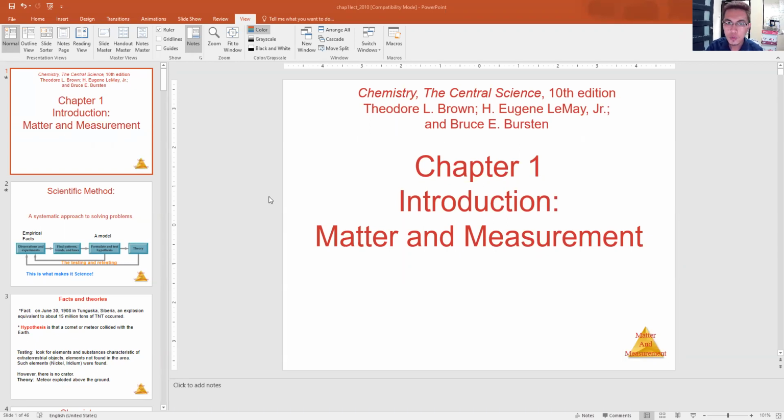So the topic will be chapter one of the book Chemistry, the Central Science. It is the introduction of matter and then measurement. So use this PPT. You can get this one via the internet.